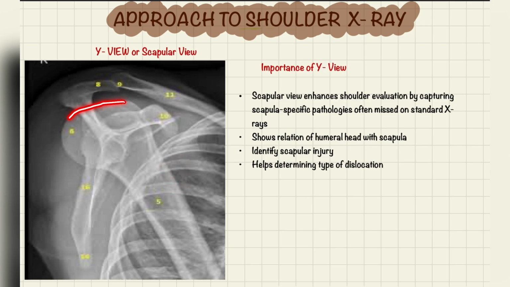As you can see, I'm marking the humeral head. And this is coming exactly at the midpoint of the 3 points. Now if you see that the midpoint is shifted anteriorly or posteriorly, we can easily rule out dislocations. I hope you understand the importance of the Y view.